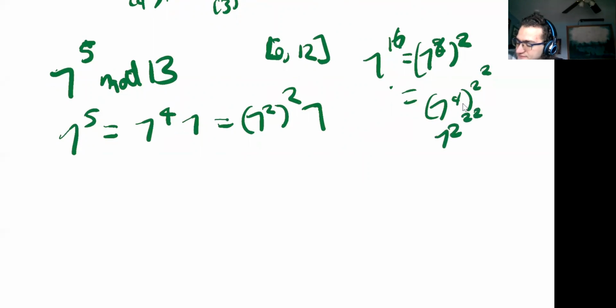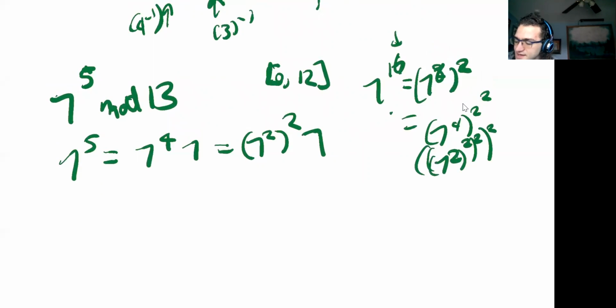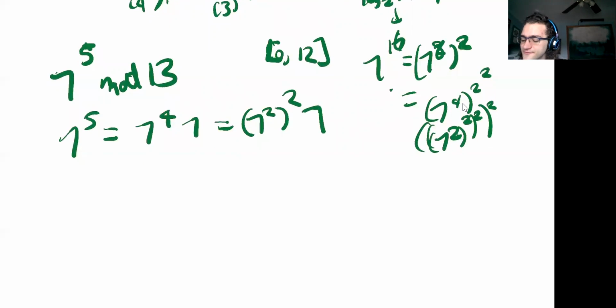So I take one thing, I square it, take that and square it. Basically this will take me log 2 of this time. So I'll take log 2 of 16. That's 4 times, as opposed to 16 times if I were to do it one by one. So this approach is much quicker, and so we'll do that.